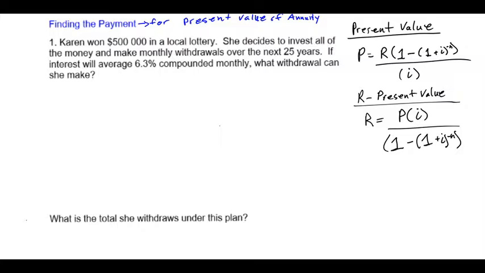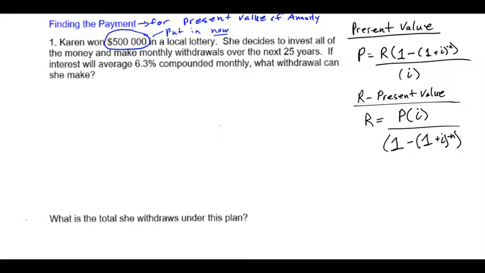So let's make an aside here and think about all the different things that we're looking for. First of all, the $500,000 is going to be an important thing, so let's identify that in blue. The $500,000 is being invested today, and it's just going to be sitting in a bank, and we call that the present value.